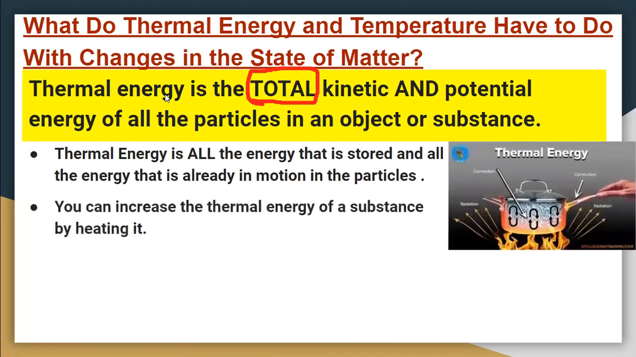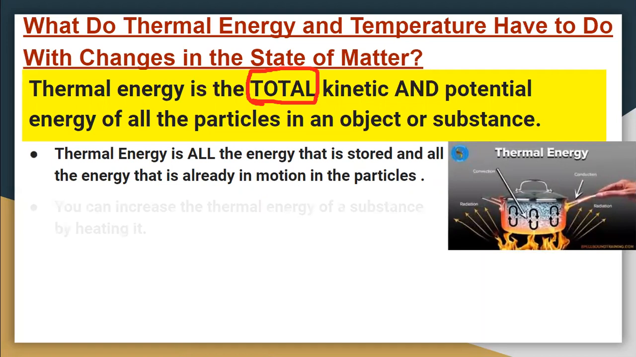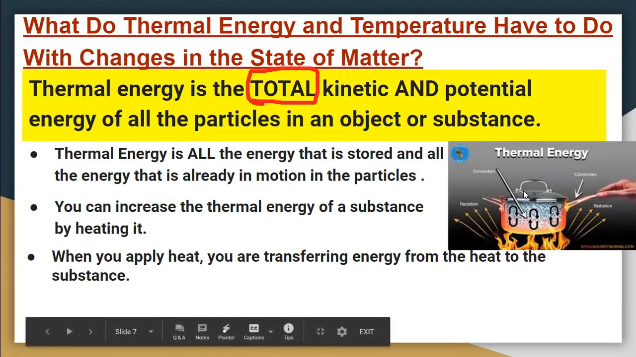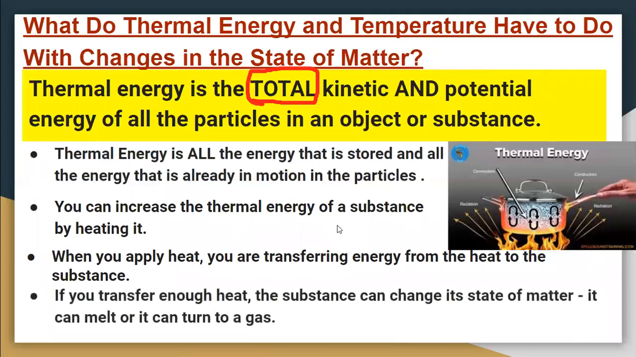You can increase the thermal energy of a substance by heating it. Okay? And when you apply heat, you are transferring energy from the heat to the substance. And that makes sense. The heat from your flame here, this open flame, is being transferred to heat inside of the pot, inside of the water. If you transfer enough heat, the substance can change its state of matter. It can melt or it can turn into a gas. In our case, with this liquid here, it will turn into a gas if you keep heating it.